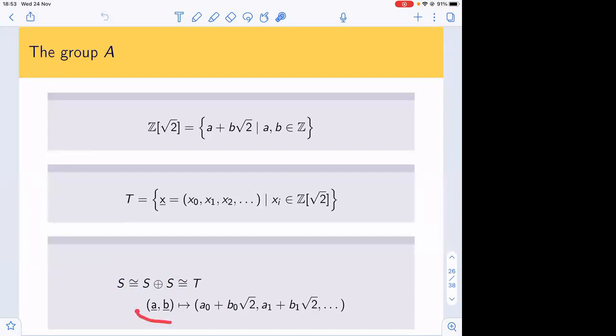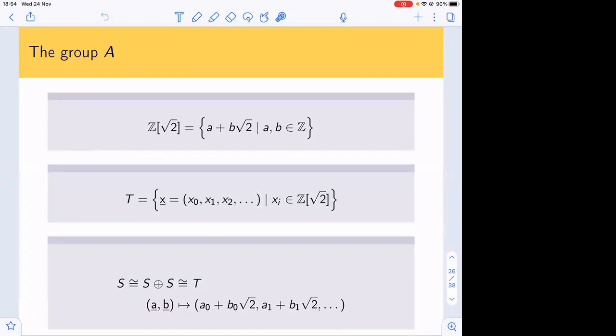And it's easy to see that if I take a pair of sequences of integers, I can map that to the following element of T. Take the first term of the first sequence plus the first term of the second sequence times root 2 to get an element of this. I can do the same with the second term of A and the second term of B to get another element of this. So I've just constructed from these two sequences of integers a single sequence of elements of Z of root 2. Okay, and it's easy to check that this is an isomorphism of groups. So this group T is nothing new. It's really just the same as S.